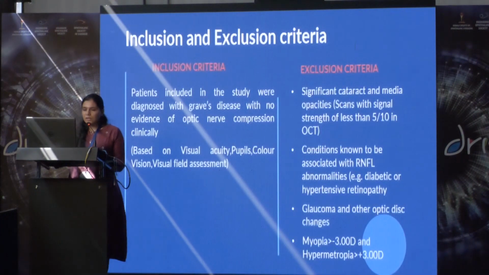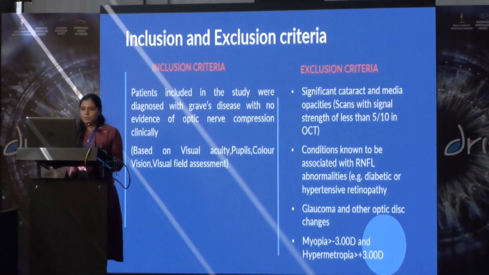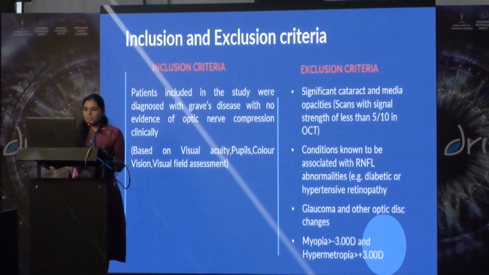For the inclusion criteria, patients included in the study were diagnosed with Graves' disease with no evidence of optic nerve compression clinically, based on visual acuity, pupils, color vision, and visual field assessment. Exclusion criteria were patients with significant cataract and media opacities with OCT scans of signal strength less than 5/10, conditions known to be associated with retinal nerve fiber layer abnormalities, glaucoma and other optic disc changes, and myopia of more than -3 diopters and hypermetropia of more than +3 diopters.